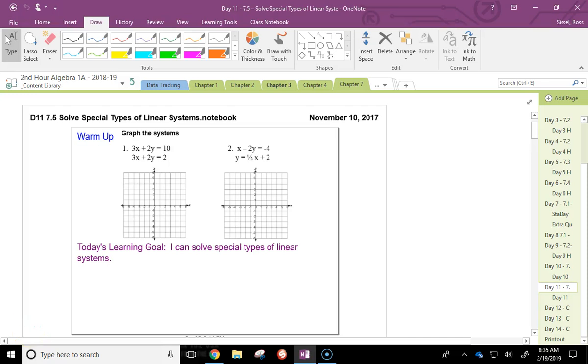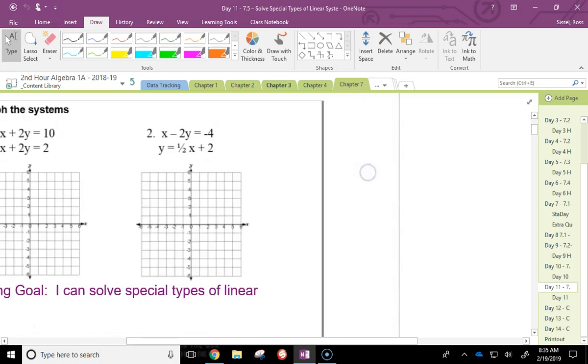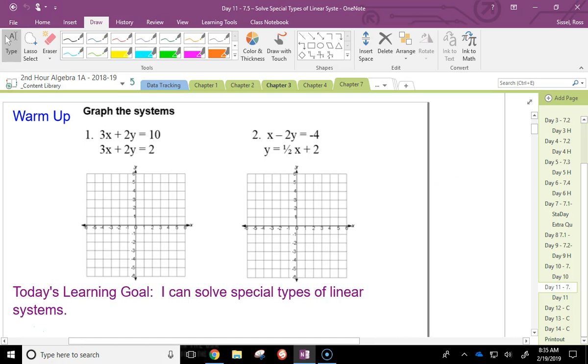Alright, so what we are going to look at today is solving special types of linear systems. Once again, if we do have our snow day, I would be looking at your quiz and figuring out how do I solve these equations. There's three methods: graphing, substitution, and elimination. This warm-up is our graphing one. So if you did poorly on this, pay close attention.